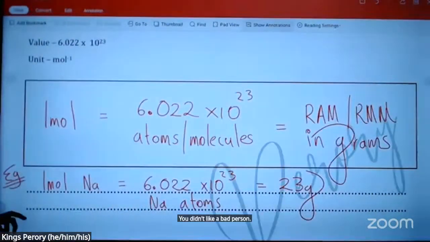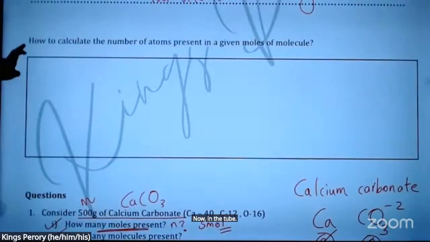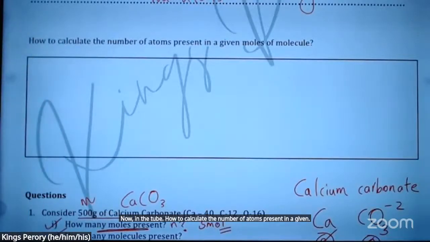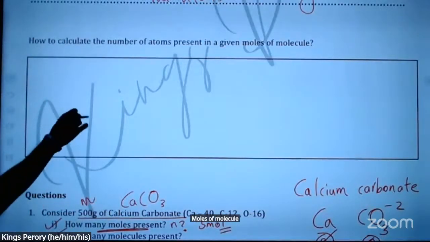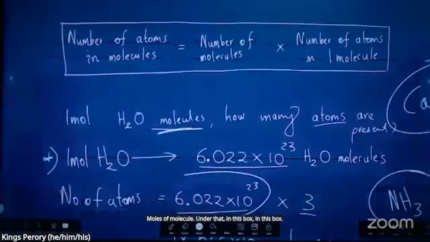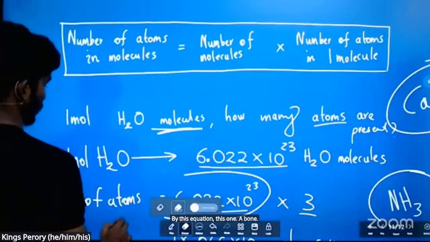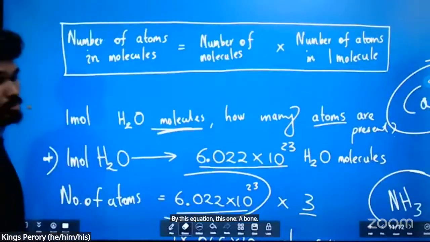Now in the tube, how to calculate the number of atoms present in a given moles of molecule? Under that, in this box, write this equation. This one, the upper one, the one that I boxed.